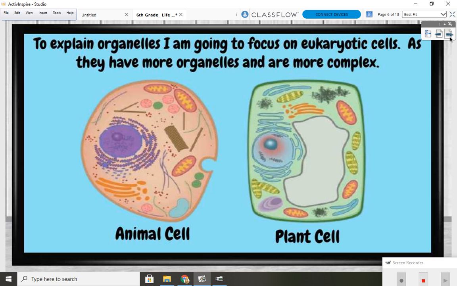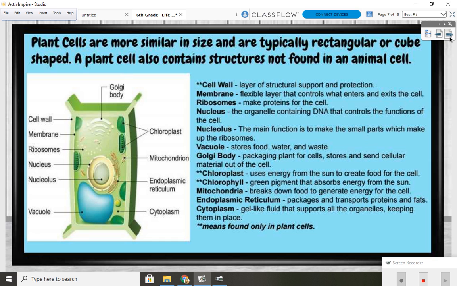In this picture, you can see an animal cell and a plant cell. On the left side with the animal cell, you'll notice that it is round and the plant cell is more square-shaped. You can also see that they have a lot of similarities, and there are also some differences between the two. So we're going to discuss that next. Let's start with the plant cell. Plant cells are more similar in size and are typically rectangular or cube-shaped. A plant cell also contains structures not found in animal cells.